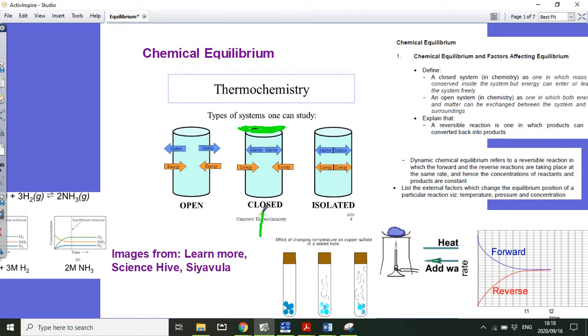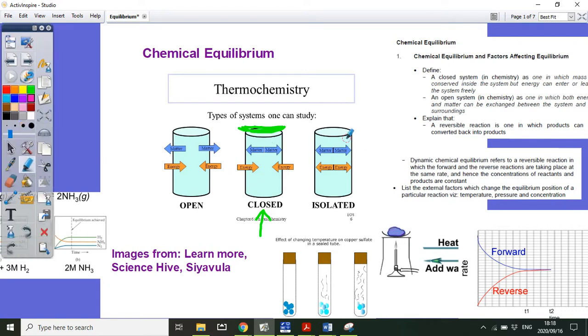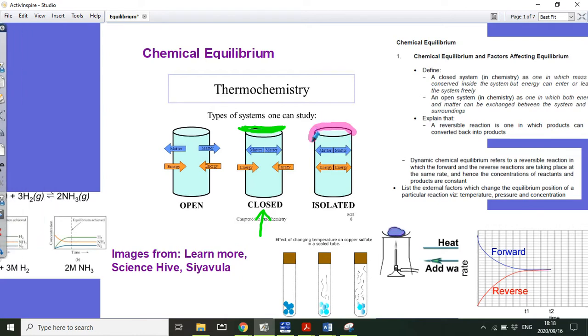And this is the one that's important for this chapter. We're going to work in a closed system. An isolated system would mean that you've got insulation all the way around this container. So that means energy and matter will be trapped inside. This we don't deal with much in chemistry. We look at isolated systems in physics. So we are going to talk about a closed system.